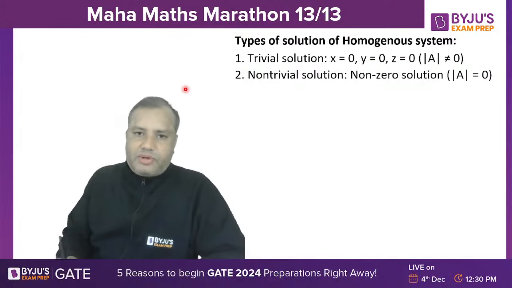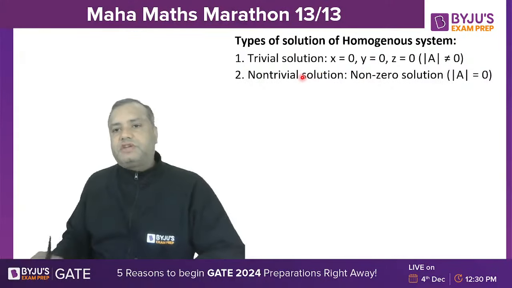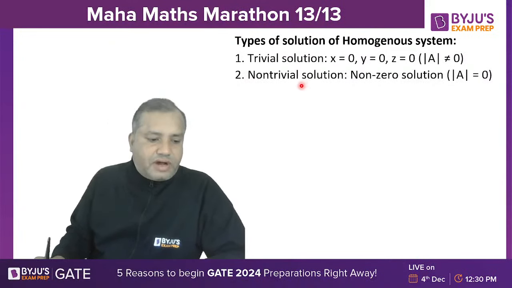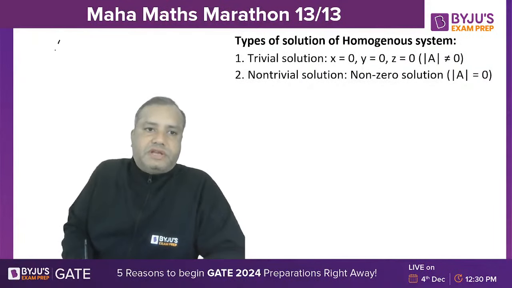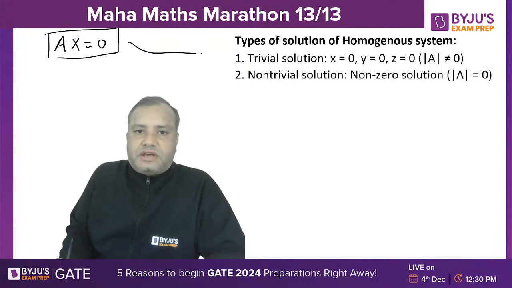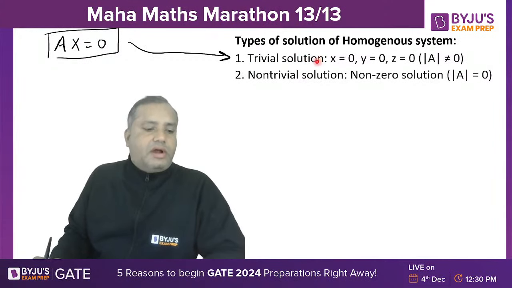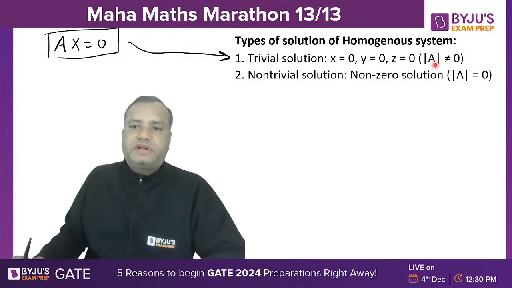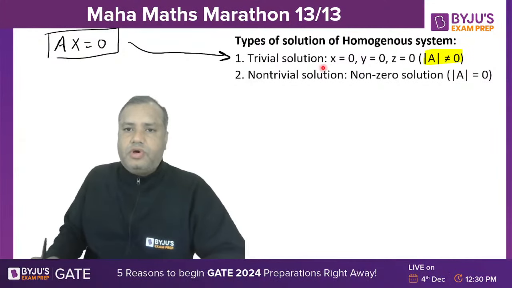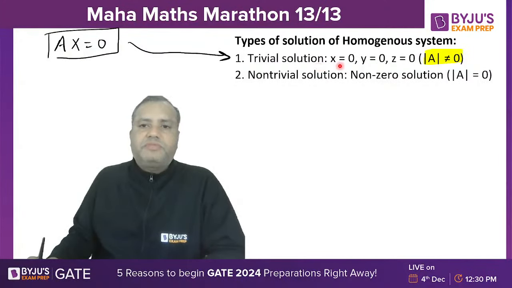Trivial solution is the first type of solution for a homogeneous system. For a homogeneous system, we have the condition Ax equal to 0. For this system, the first type of solution is the trivial solution. When will this trivial solution occur? Trivial solution will occur when this determinant is not equal to 0. So determinant of the coefficient matrix not equal to 0 will give you the trivial solution. Trivial solution means all the variables are equal to 0.